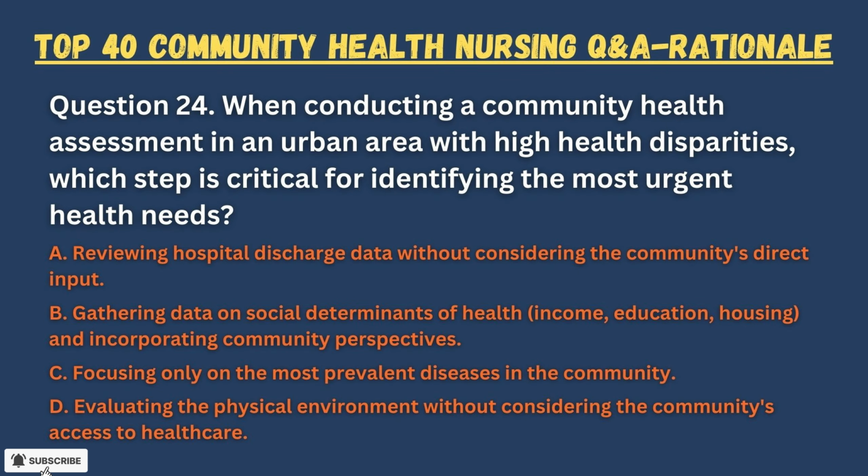Question 24. When conducting a community health assessment in an urban area with high health disparities, which step is critical for identifying the most urgent health needs? A. Reviewing hospital discharge data without considering the community's direct input. B. Gathering data on social determinants of health, income, education, housing, and incorporating community perspectives. C. Focusing only on the most prevalent diseases in the community. D. Evaluating the physical environment without considering the community's access to healthcare.